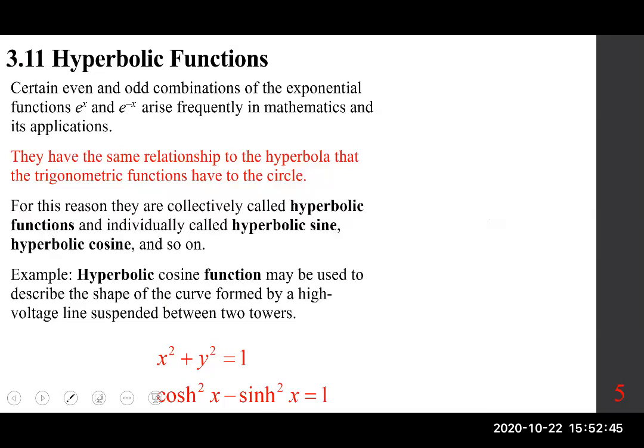Hyperbolic functions. Certain even and odd combinations of the exponential functions e to the power of x and e to the power of minus x arise frequently in math. They have the same relationship to the hyperbola that the trigonometric functions have to the circle. Everybody remembers that x squared plus y squared equals 1. This is the unit circle, right? And then cosh squared minus sinh squared equals 1. That's the relationship between sinh x and cosh x, and that gives rise to the name hyperbolic functions.